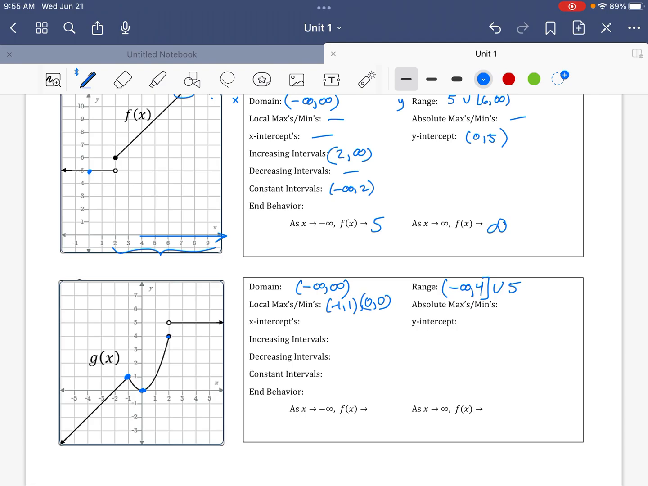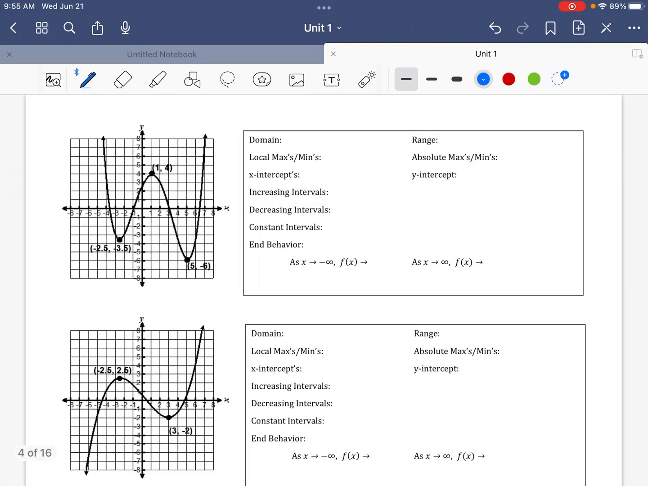All right, an absolute minimum or maximum. So is there a point on this graph that is absolutely the highest or the lowest? This one doesn't have any. And we're going to see that a little bit on the next picture, like here.